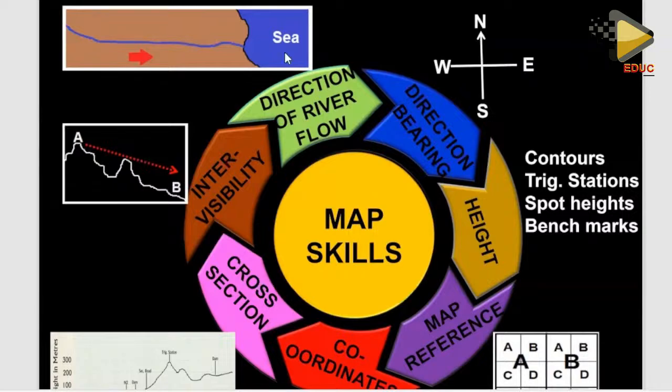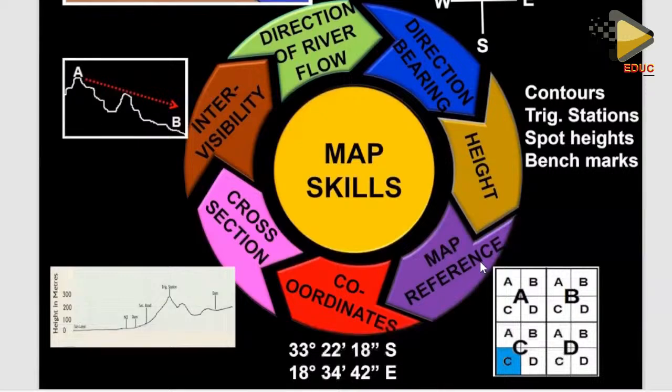Then the skill of indicating direction of flow of rivers, like we can see there, to determine where the river is flowing from and where the river is flowing towards. Then the concept of direction indicated by our compass points, and also bearing, which is direction in terms of angles. There we have the true bearing and the magnetic bearing as concepts. We're going to look at them separately. Then we also have the skill of determining height. How do we determine height on our maps? We have contours, trig stations, spot heights, and benchmarks. Those are the basic indicators or clues of height on a map.